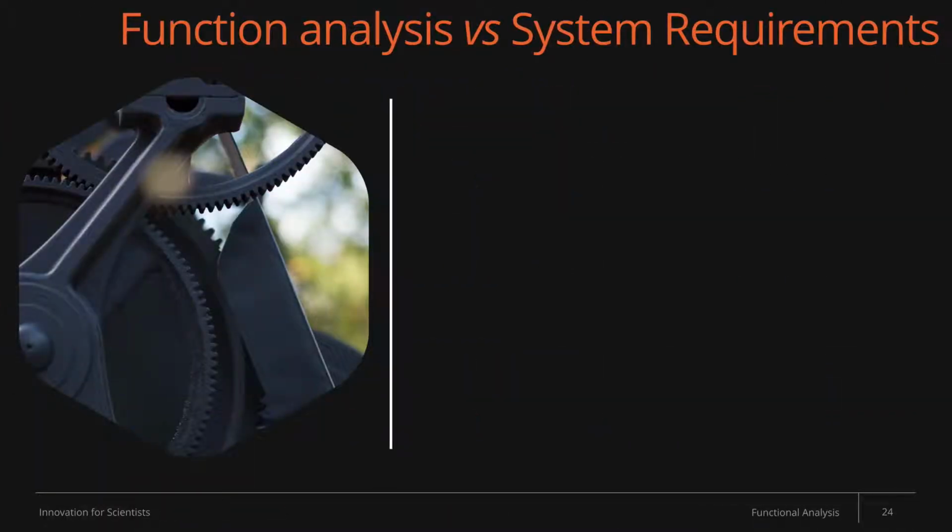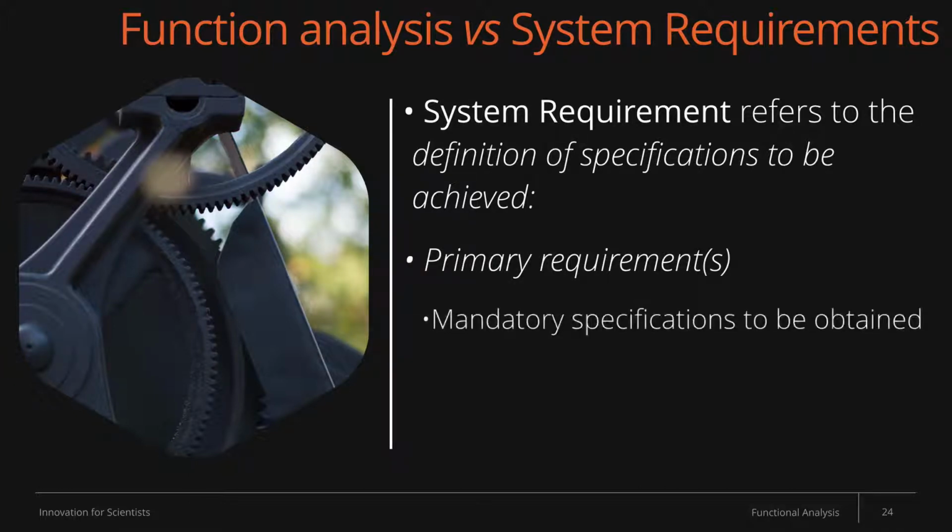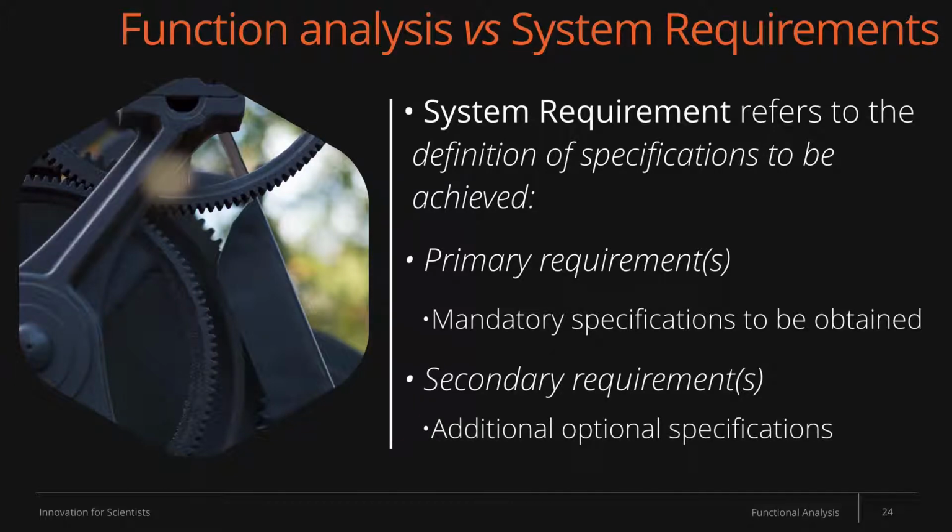We can compare what we defined as functional analysis with some well-established methods like system requirements. System requirements are usually used in engineering. The system requirement refers to the definition of specification for a system to be achieved. You can sort overall between the primary requirements, which are the mandatory specifications to be obtained, and the secondary requirements, which are some additional optional specifications.